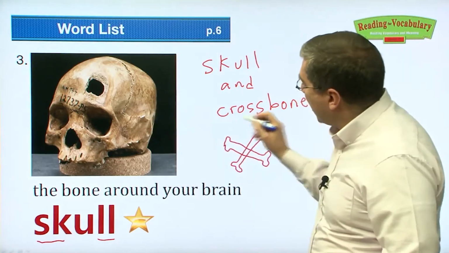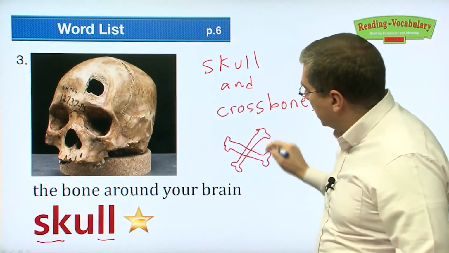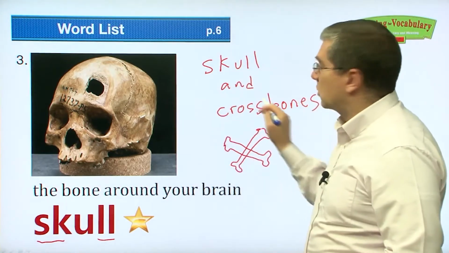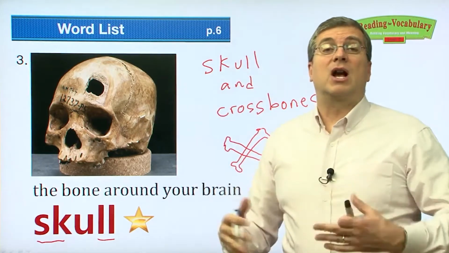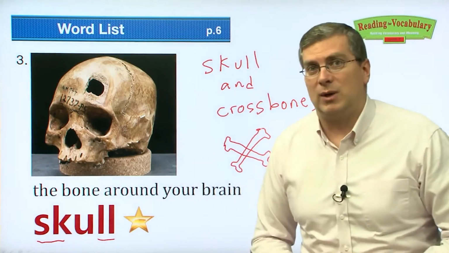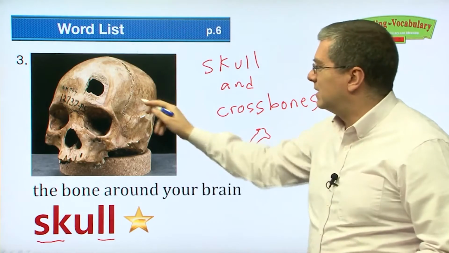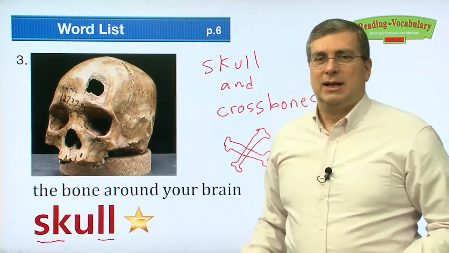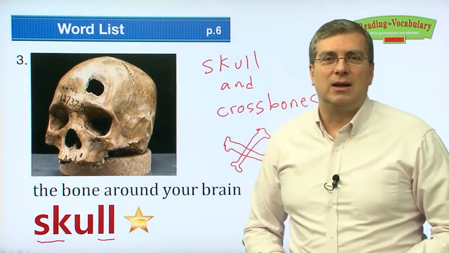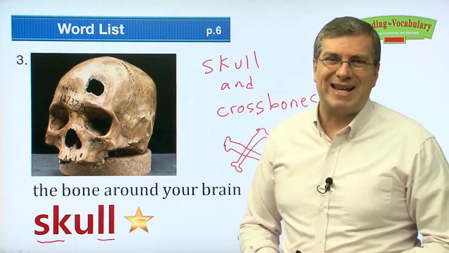So they'll have a flag and they'll have a skull on the top and they'll have crossbones. Skull and crossbones is a very common flag for pirates. If you see a pirate ship, they have a black flag and a white skull and crossbones on it. So skull is usually associated with death because pirates are bad guys, right?